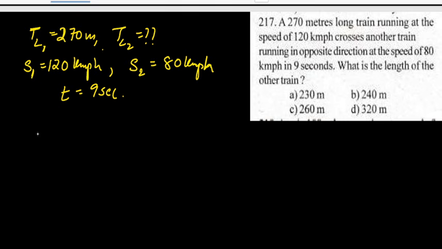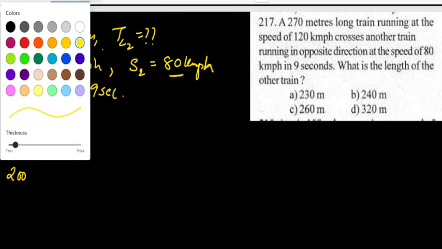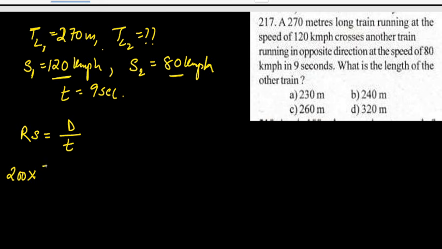So we have that speed is equal to distance by time. But as both the trains are moving in the opposite direction, we'll have to utilize the relative speed concept, right? What would be the relative speed? Sir, as they are moving in the opposite direction, we have to add these speeds, right? So 120 plus 80 would be 200 kilometers per hour. But this is in kilometers per hour, and I want to convert into meters per second. So what do we do? We just multiply by 5 by 18. Simple. Now this term has become meters per second.